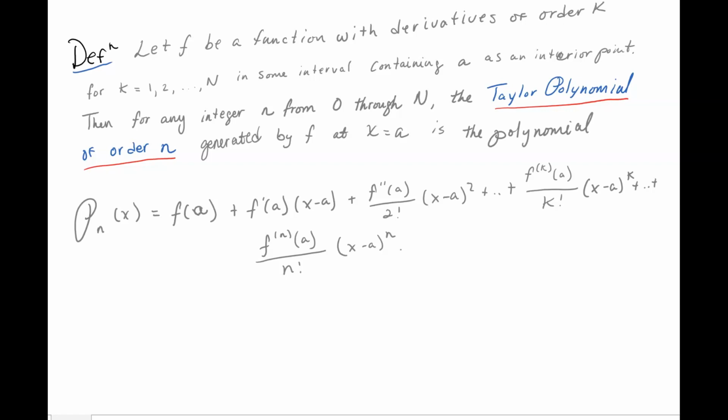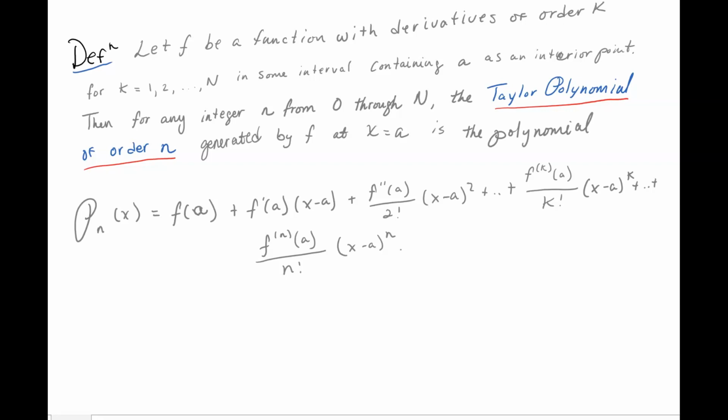equals a is the polynomial, we're going to call it p sub n of x, which is f of a plus f prime of a times x minus a, plus f double prime of a over 2 factorial times x minus a squared, and so forth and so on, so that you end up with the nth order derivative of f at a over n factorial times x minus a to the nth. So there is a pattern to this. There is a pattern when you are generating these Taylor polynomials.